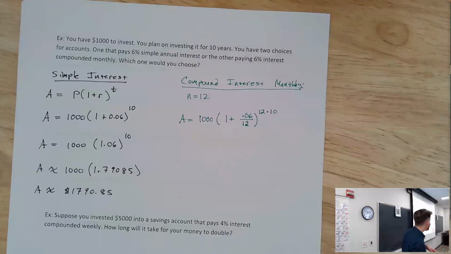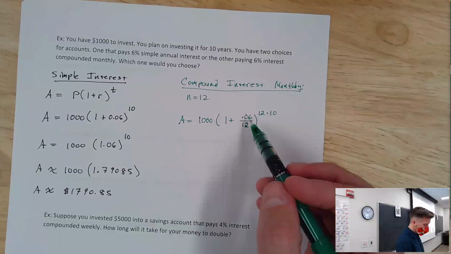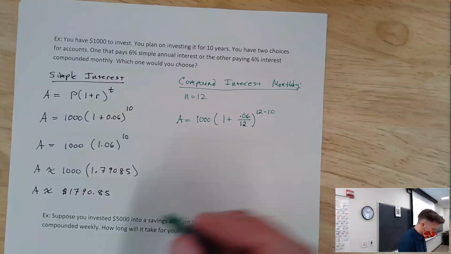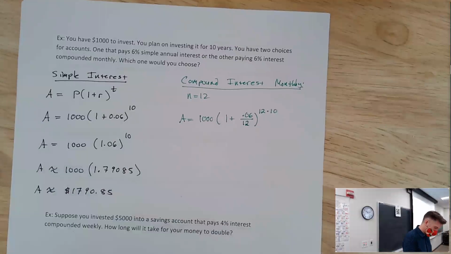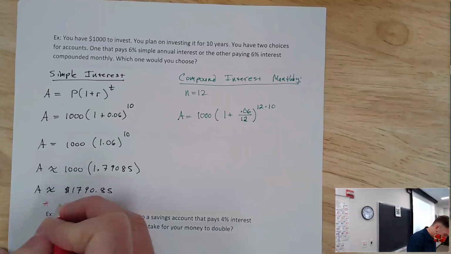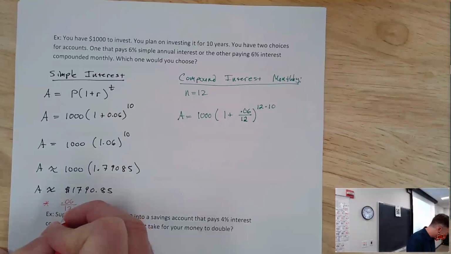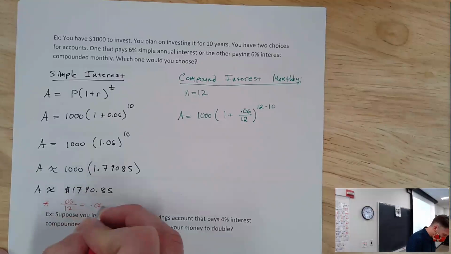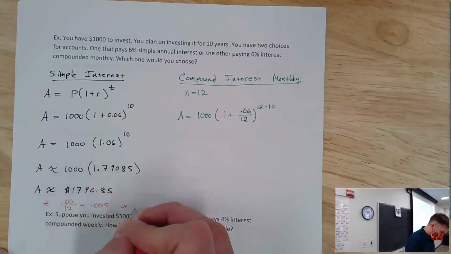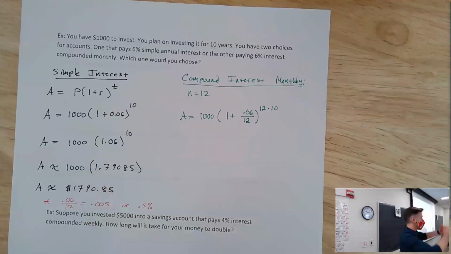What I really want to point out here is that when you're compounding interest some number of times, you're taking the interest, 0.06, and dividing it by 12. 0.06 divided by 12 is 0.005, or if you prefer, 0.5%. So what you're doing is taking your 6% of interest that you're going to earn over the year and breaking it up into 12 equal bits, each bit being 0.5%. And then each month, you're getting 0.5% of interest.